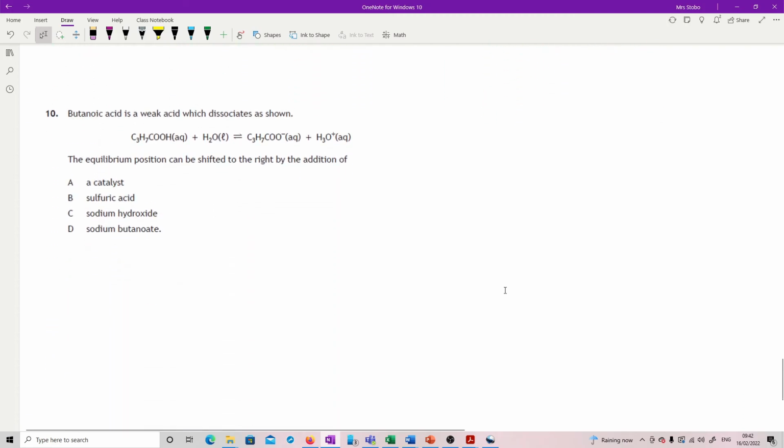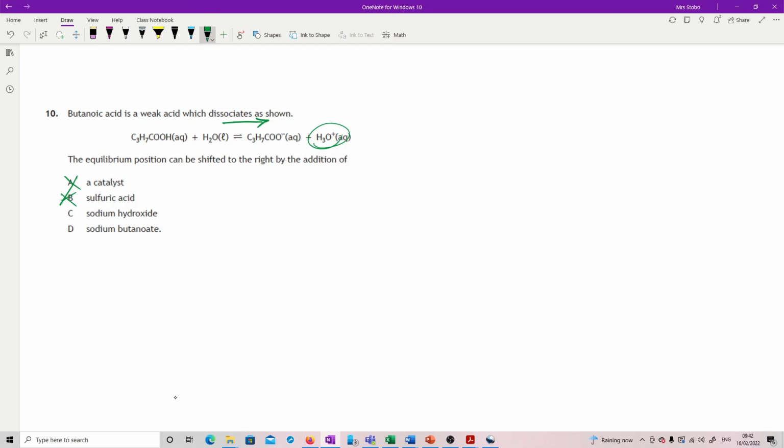Okay, question 10. Butanoic acid is a weak acid which dissociates as shown. The equilibrium position can be shifted to the right by the addition of, okay, so I want to favour the forward. Right, a catalyst, no. This has got nothing to do with equilibrium position and you should know that from Higher. Okay, sulfuric acid. Well, if I add in sulfuric acid, what I'm really adding in is more of this because I'm adding in more hydrogen ions. And so if I'm doing that, I'm going to favour the back. So that's no good because it will try and get rid of it.